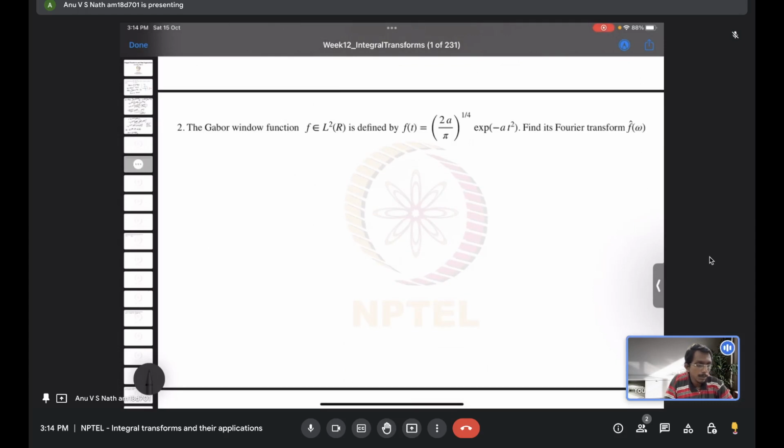The Gabor window function is defined by f of t equals the 4th root of 2a by pi times exponential of minus a t square. Again we are asked to evaluate its Fourier transform. This is basically a Gaussian function. It's called the Gabor window function. It's a wavelet.